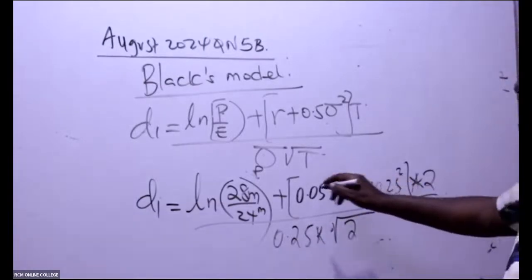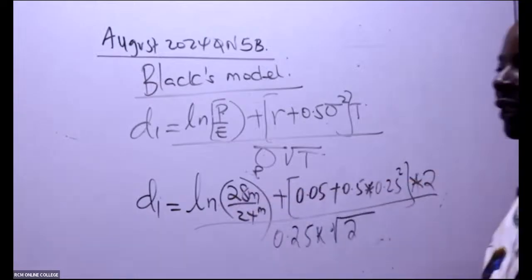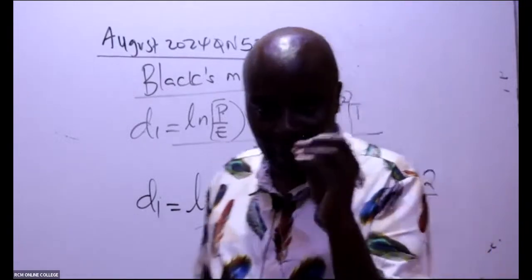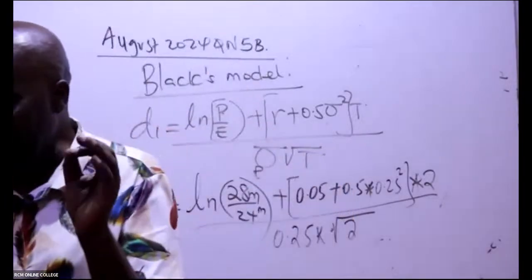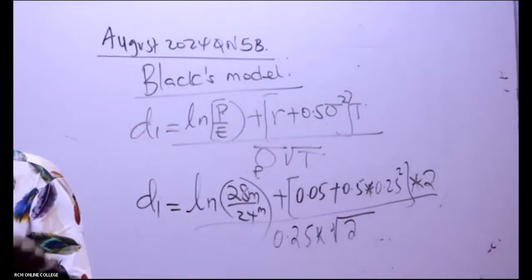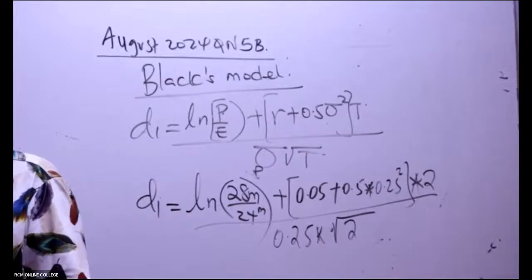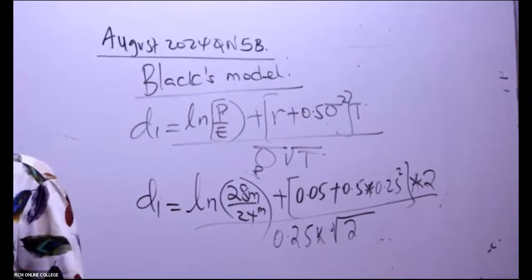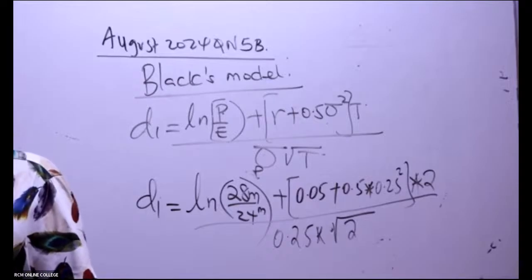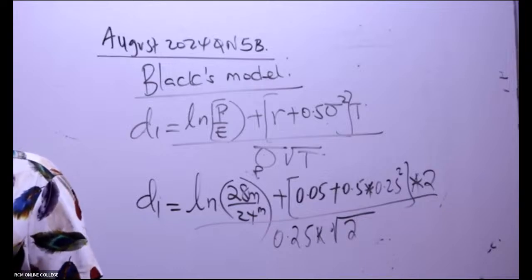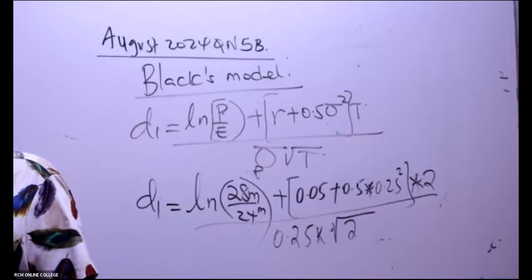So first of all, let's get what we have in the numerator. We shall use any calculator. You say ln. I hope you can see where ln is on your calculator. So you say ln, and then you open bracket, 28 million divided by 24 million, you close bracket. You relax a little bit. I'm not time pressured in AFM. Plus, open brackets, 0.05 plus 0.5 times 0.25 squared, close brackets times 2.